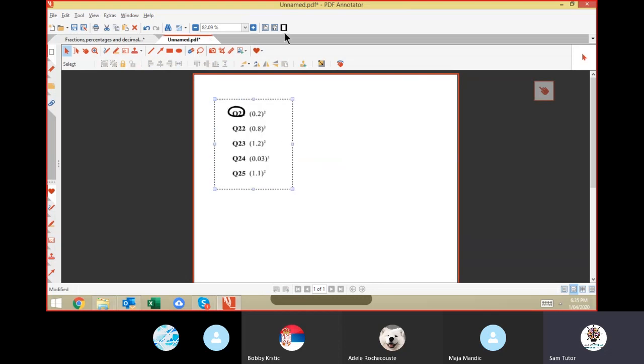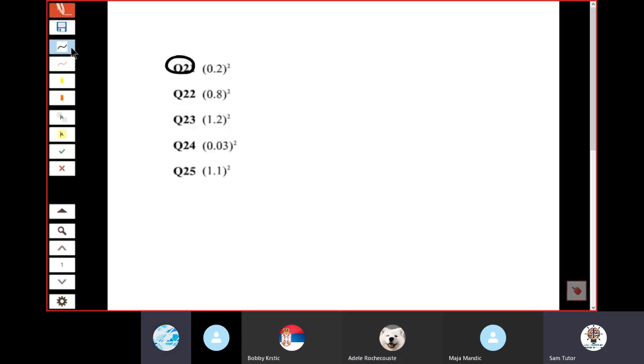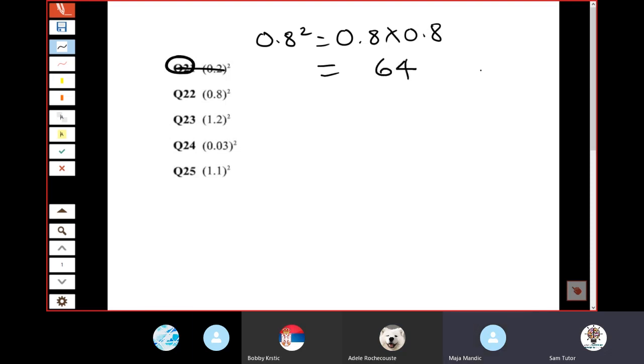Okay. Let's do question 22. 0.8 squared is 0.8 times 0.8. Again, that just means 8 times 8, which is 64, and you go back twice. 1, 2. Answer is 0.64. Does that make more sense now? Yeah. All right, next one.